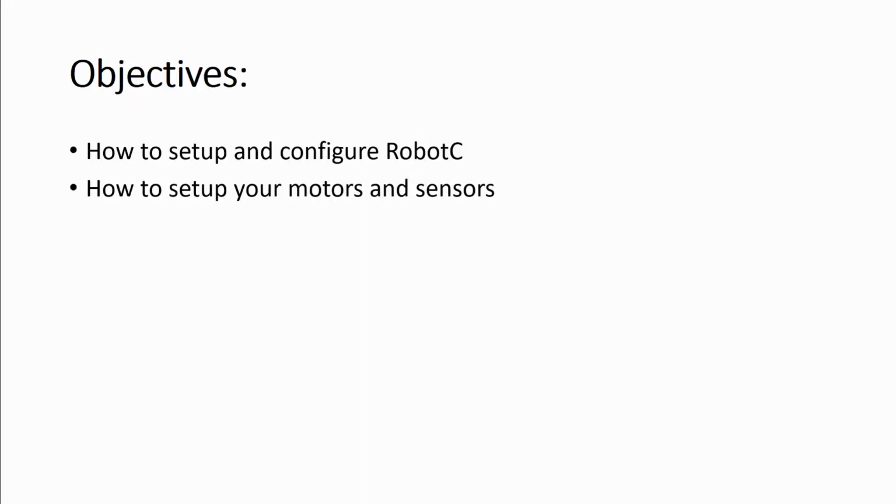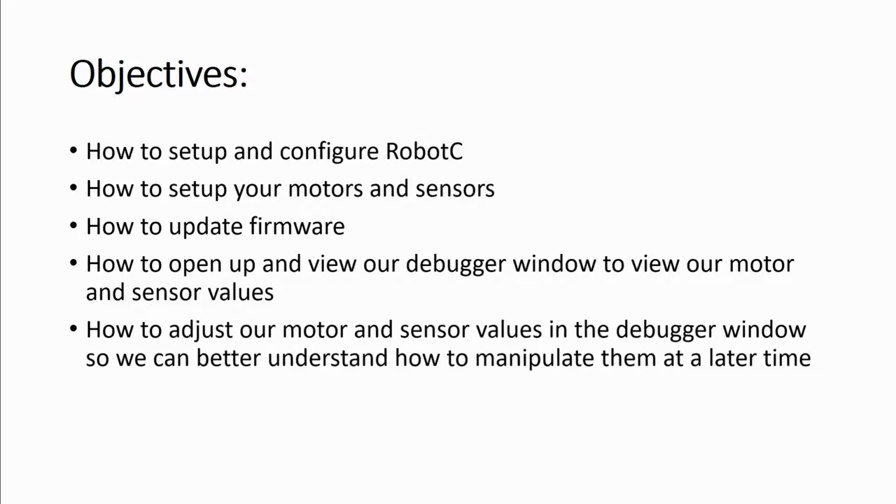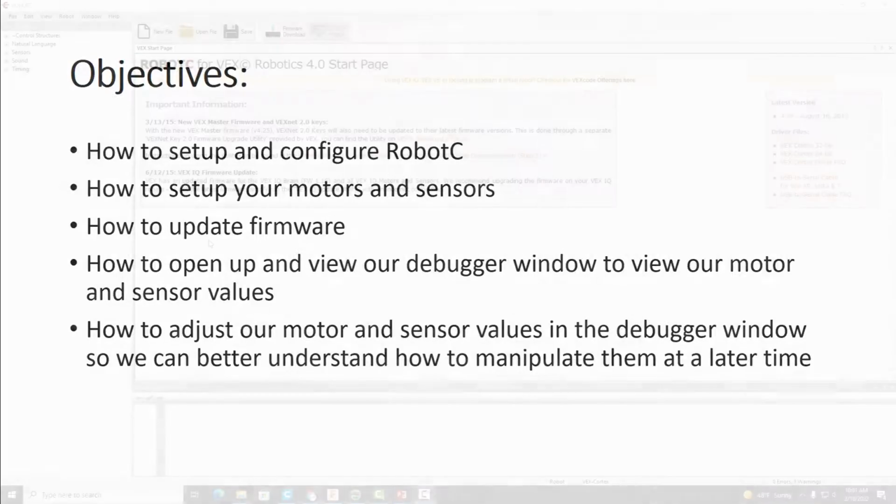Your objectives are as follows. How to set up and configure RobotC, how to set up your motors and sensors, how to update the firmware, and how to open up and view our debugger window to view our motor and sensor values. And then we're going to learn how to adjust our motor and sensor values in the debugger window so we can better understand how to manipulate them later for future assignments. Let's go ahead and get started.